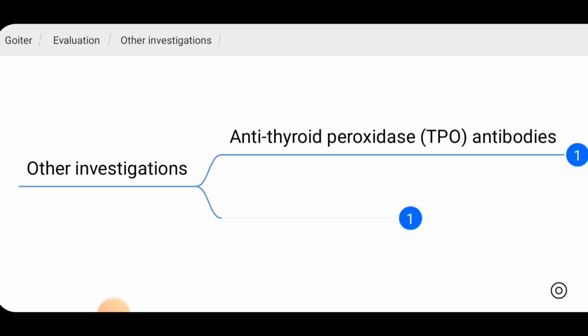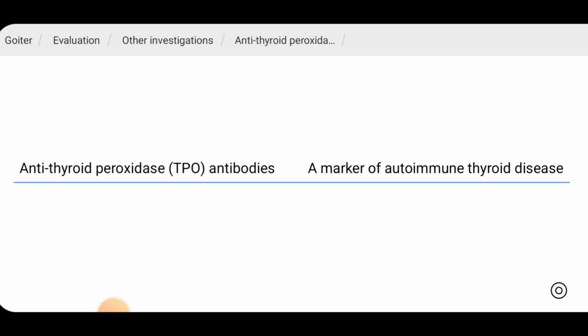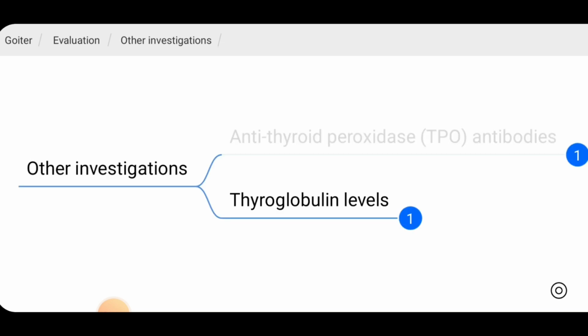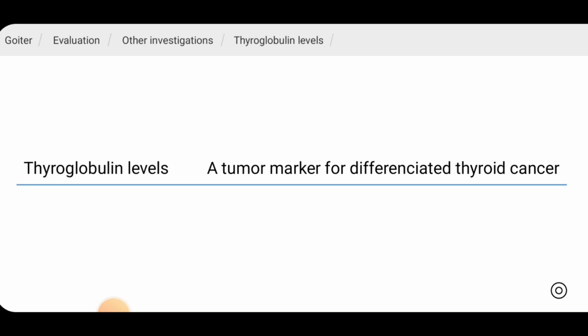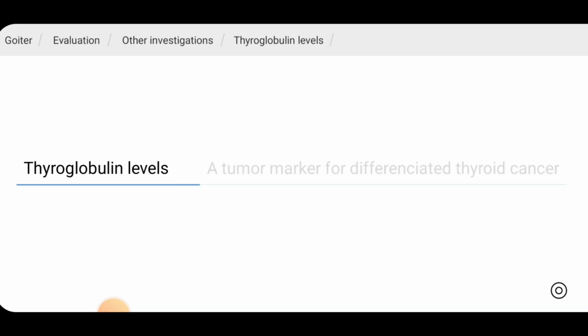One is antithyroid peroxidase antibodies. It is a marker of autoimmune thyroid disease. So if we suspect autoimmune thyroid disease, we can do anti-TPO antibodies. And also thyroglobulin levels. It is a tumor marker for differentiated thyroid cancer. So if we suspect thyroid cancer, then we can do thyroglobulin levels in those patients.